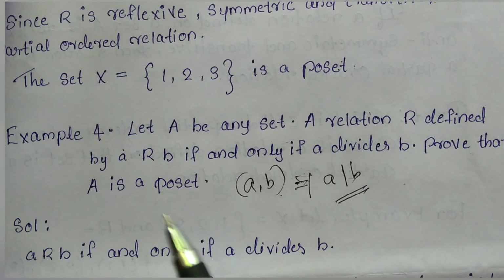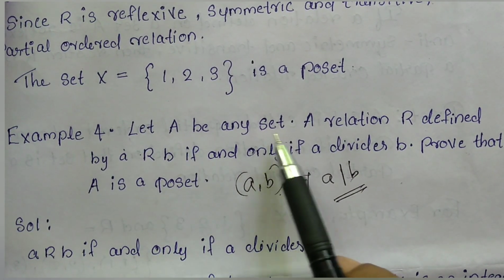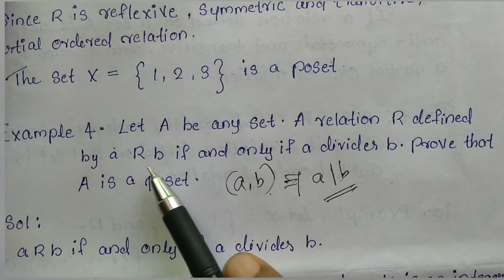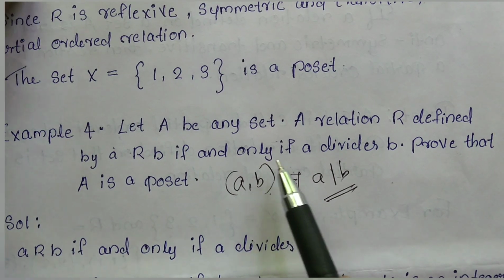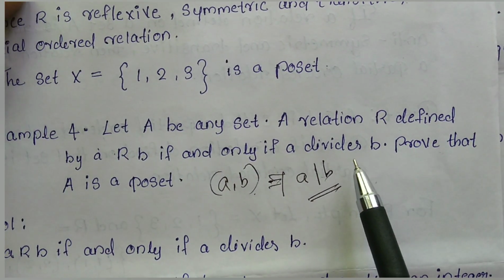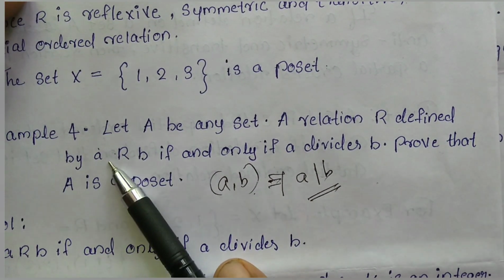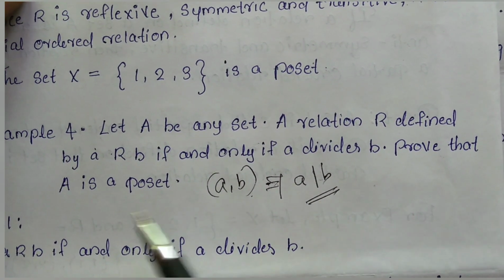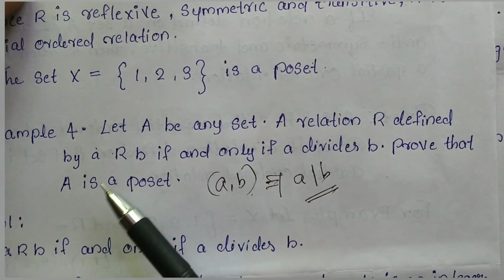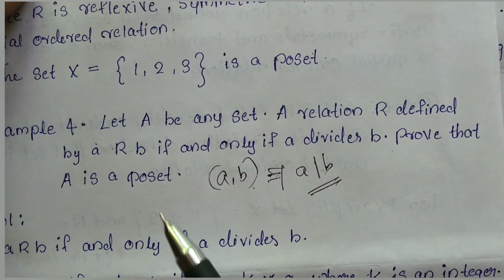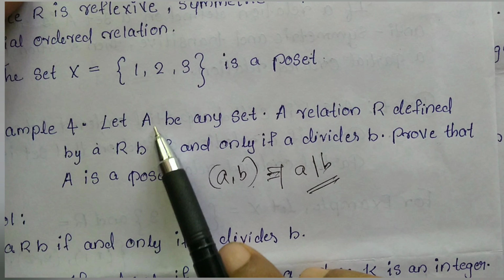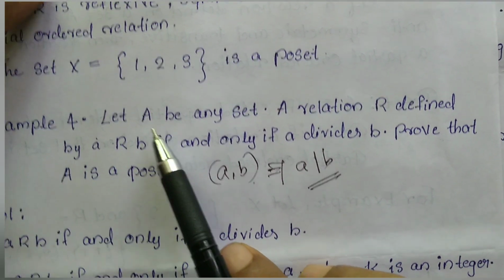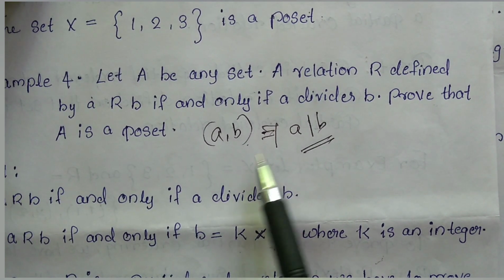One more example, that is, let A be any set. The relation R is defined by A is related to B if and only if A divides B. That is, the first one divides the second one. We have to prove the given set A is a partially ordered set.